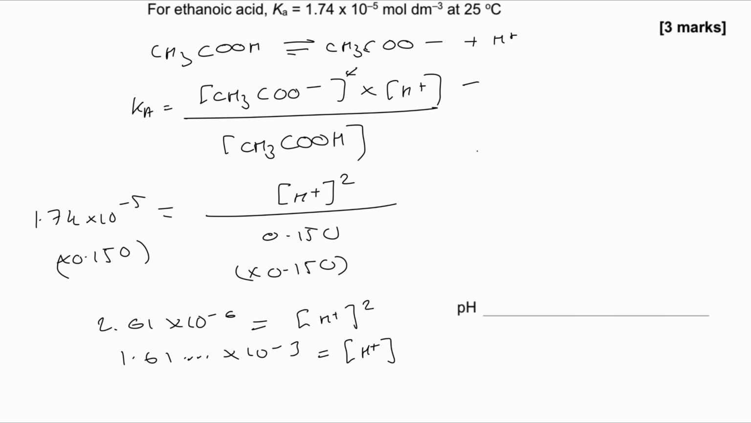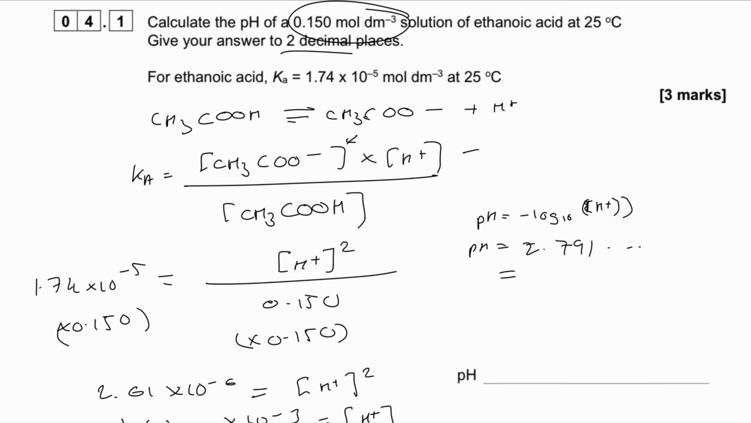Now again, put that into the pH function, which is minus log 10 of the concentration of hydrogen ions, and that will give me an answer of 2.791 ... to 2 decimal places. Perfect, that's what they've asked for. 2.79 to 2 dp.